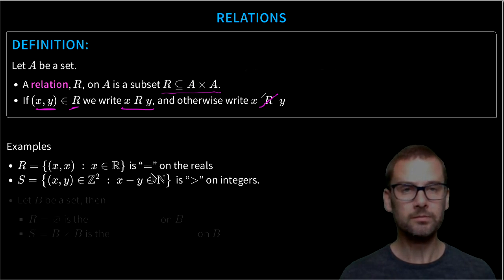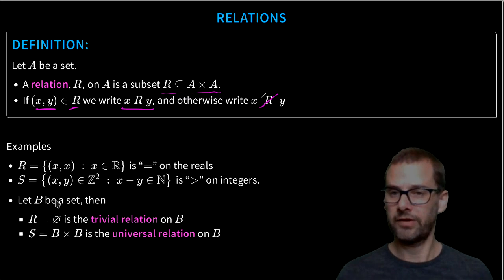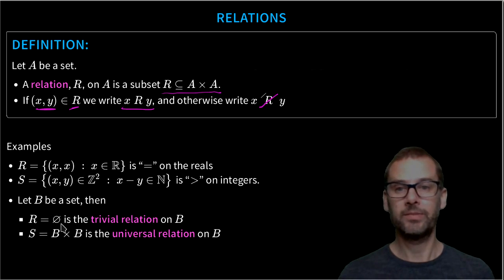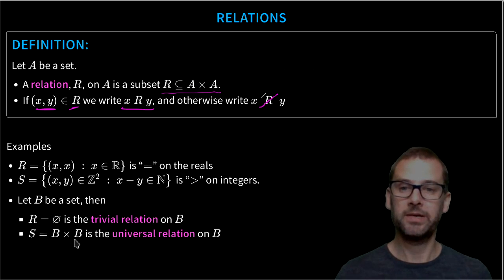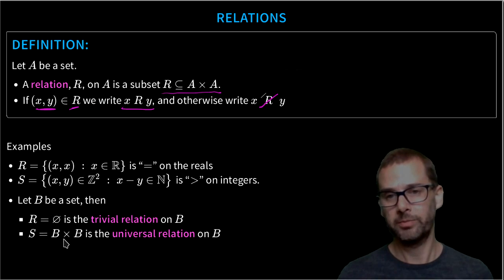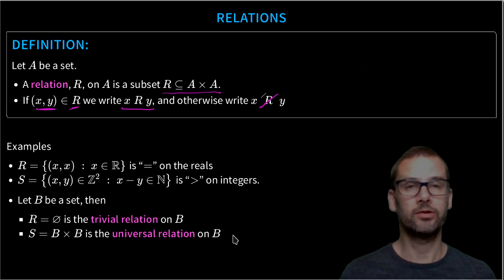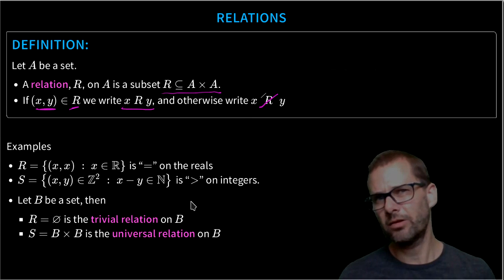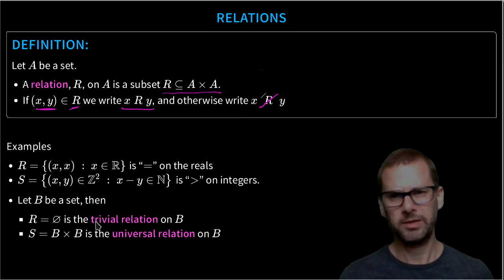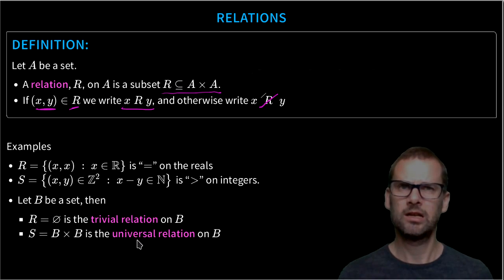And so this is a slightly awkward way of writing the strict greater than relationship as a subset of Z times Z. Now, in general, for any set B, R being the empty set is called the trivial relation on that set, and S being everything, all possible pairs, so B times B, is the universal relation on B. So these are always relations we can form, but they're not terribly interesting. So particularly this one is trivial and this one is somehow too much.